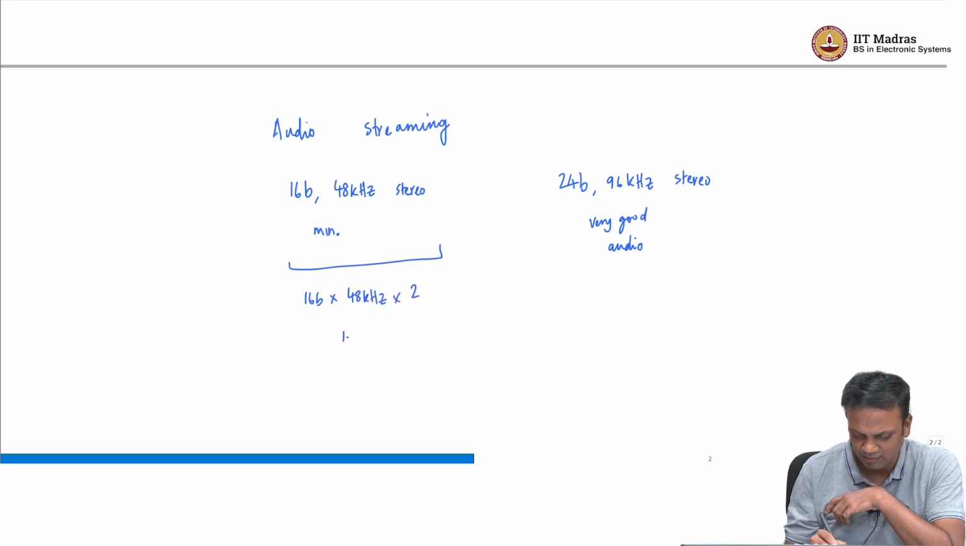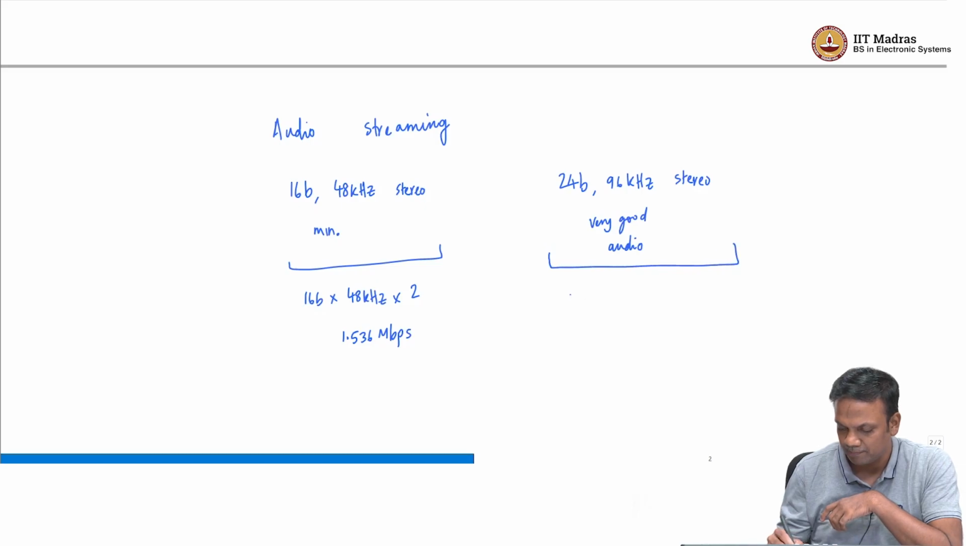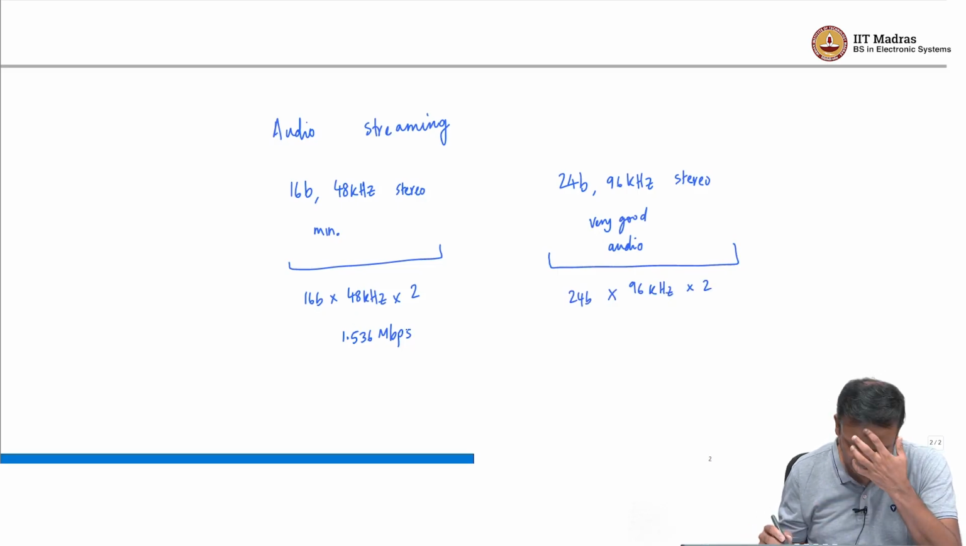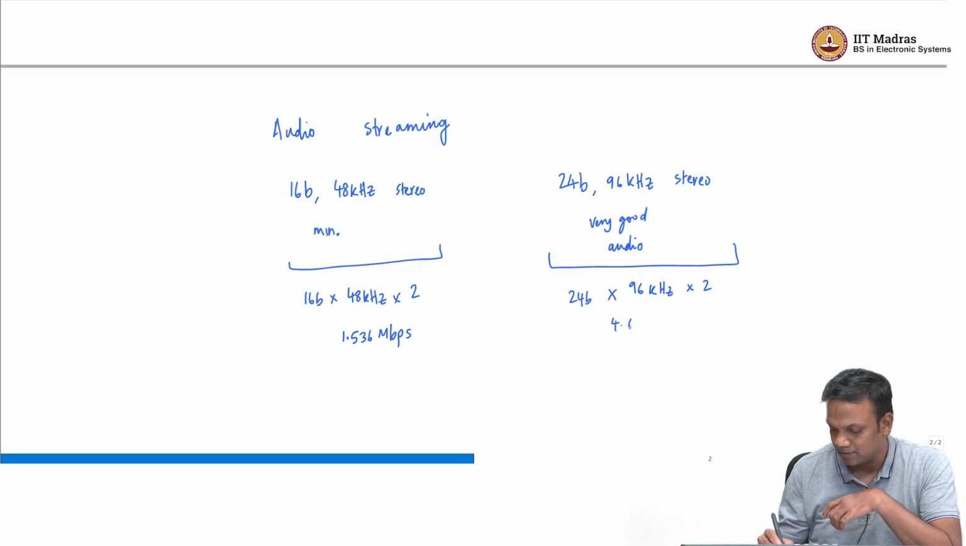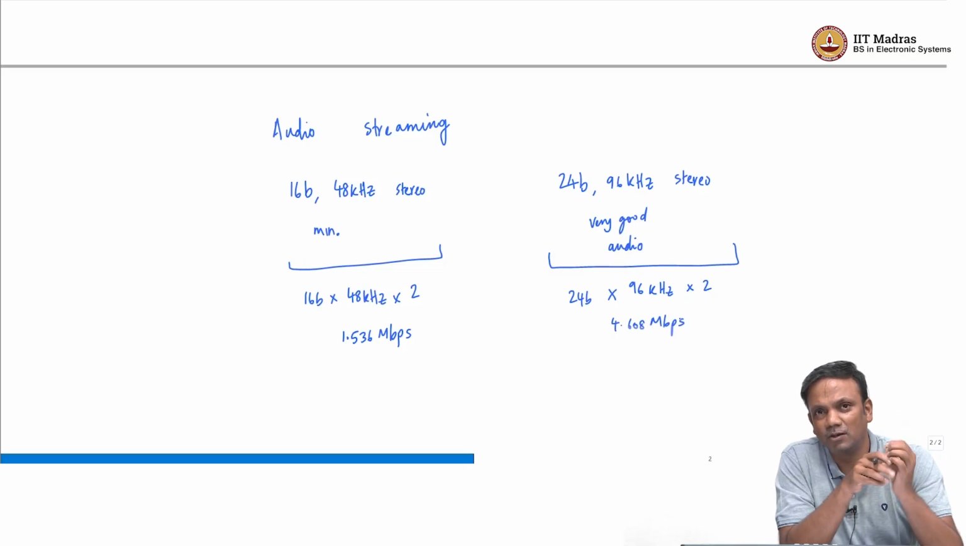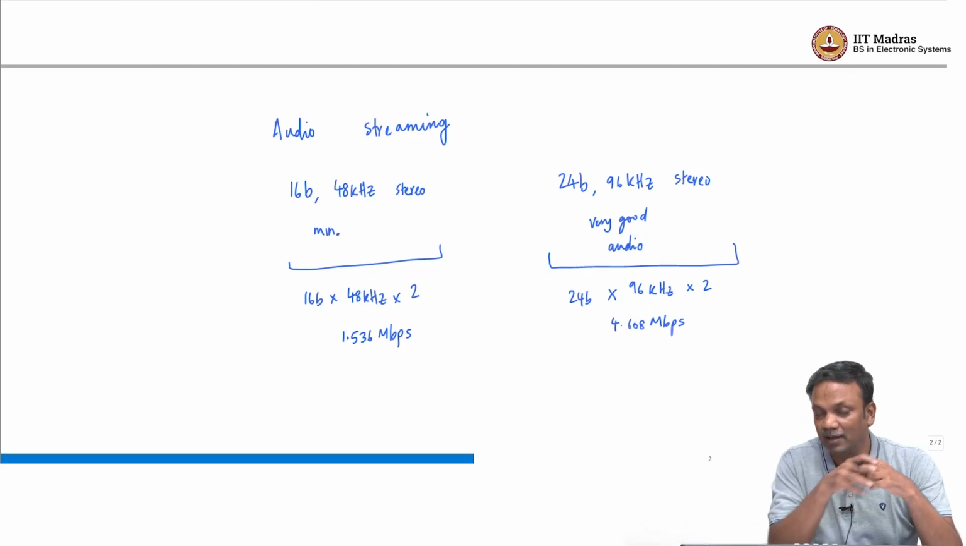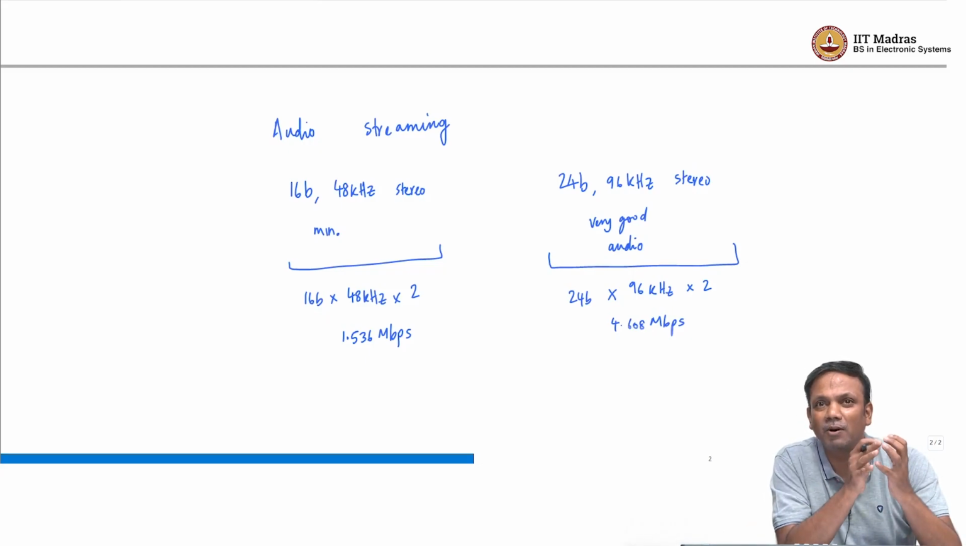This is, I think, 1.536 megabits per second, and this would be 24 bit into 96 kilohertz into 2, which will be about 3 times this number. So 4.608 megabits per second. Now this is the raw amount of information that has to go across the channel.